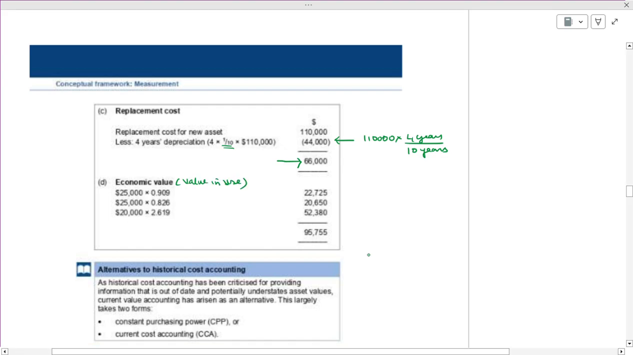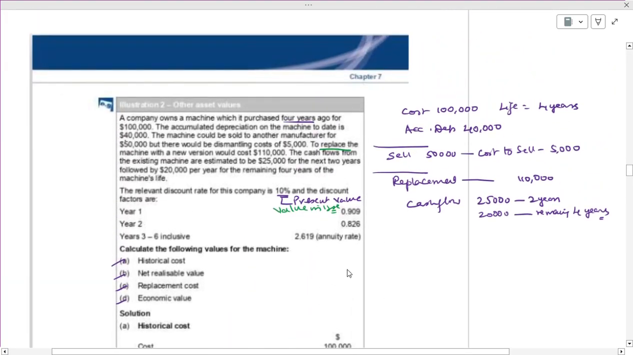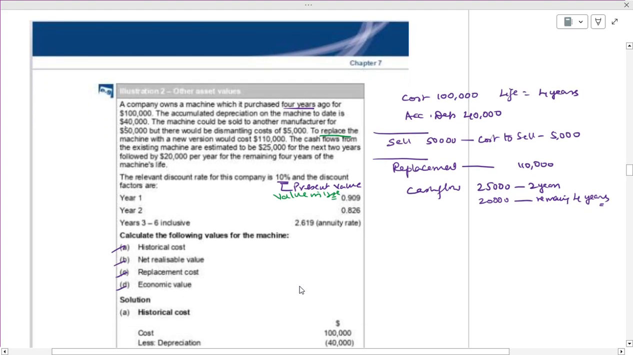Victor, the 10 years, from where? Here it has been given to us. Now what they have said is that the company owns a machine which was purchased 4 years ago. How much did they purchase it for? They purchased it for 100,000. Is it right? The accumulated depreciation is how much? The accumulated depreciation is 40,000.